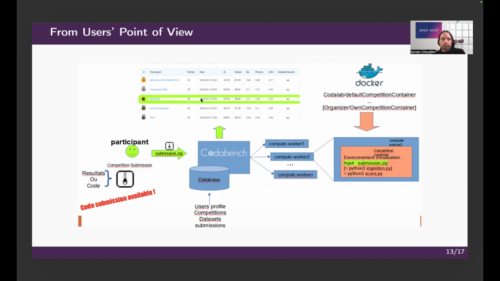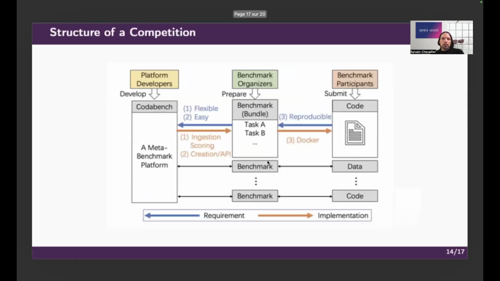and the different metrics. And it's also possible to send your code directly. So you don't download, you don't have access to the test data. You just send your code, and your code is evaluated on the compute worker on different datasets that only the organizer knows. In that case, everything is also containerized, so all the programs are evaluated first by ingesting the program and then by scoring the result against some reference data. So that's how a competition works.